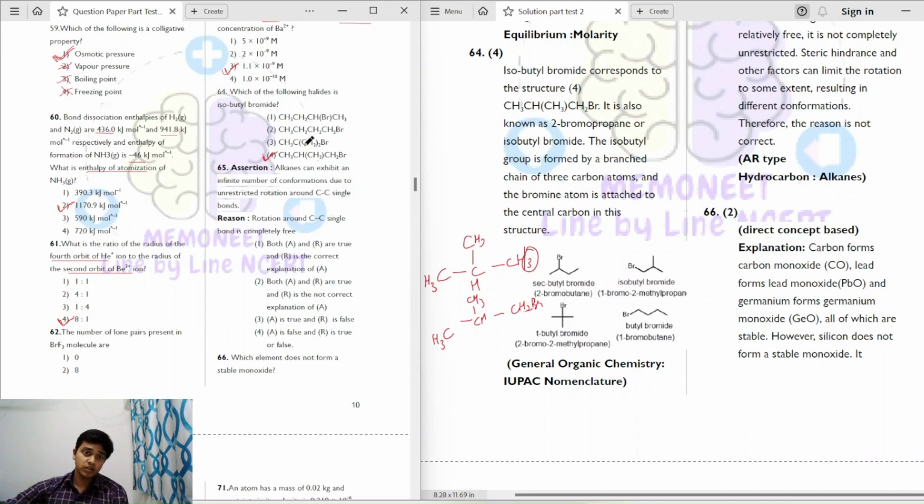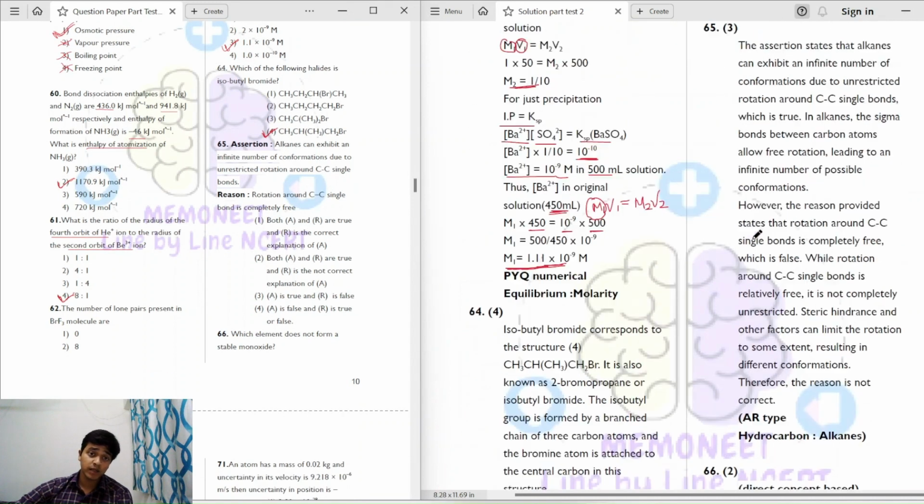Moving on to the next question. The question says, it's an assertion reasoning type question. The assertion says that alkanes can exhibit an infinite number of conformations due to unrestricted rotation around the C-C single bond. This is a correct statement because when the C-C single bond rotates, there can be an infinite number of conformations possible, because the atoms can take many different positions. So the assertion statement is absolutely correct.